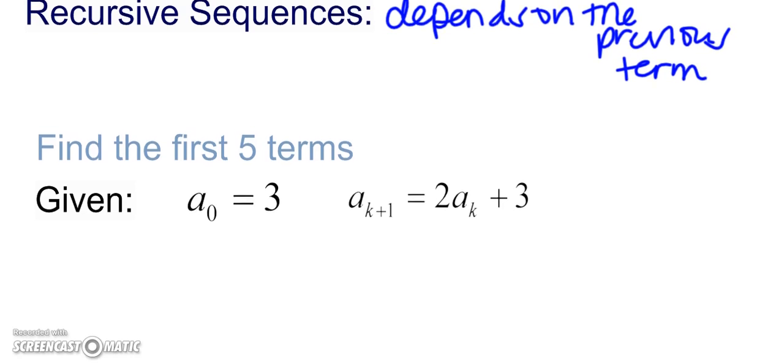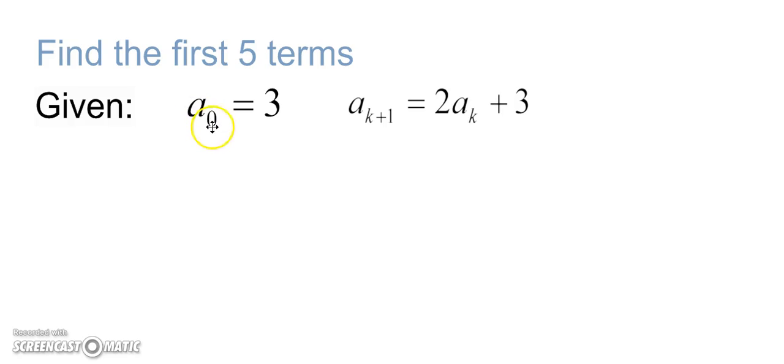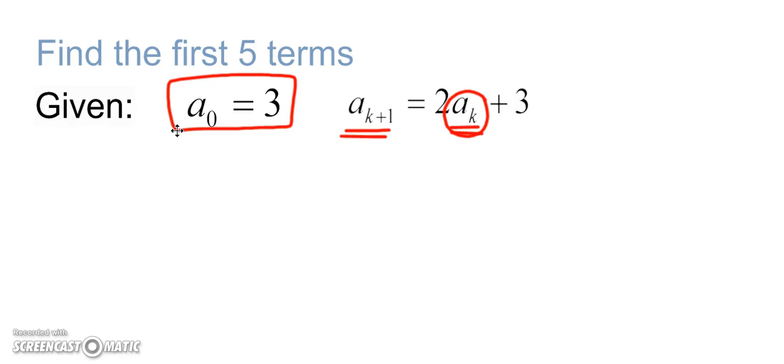So for instance, find the first 5 terms given a sub 0 equals 3 and a sub k plus 1 equals 2 a sub k plus 3. This is defined recursively because the next term in the sequence, remember n plus 1, or in this case k plus 1, depends on what a sub k was. It does not depend on an input of n. It depends on the previous term. So we have this rule. You can't do anything with this rule unless you were also given some sort of an initial condition, or some term that exists in the sequence already.